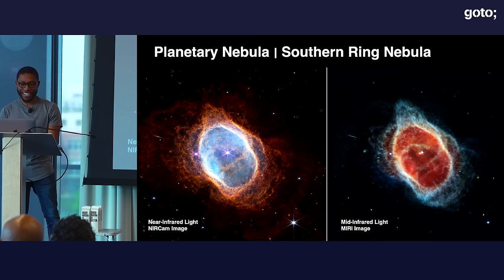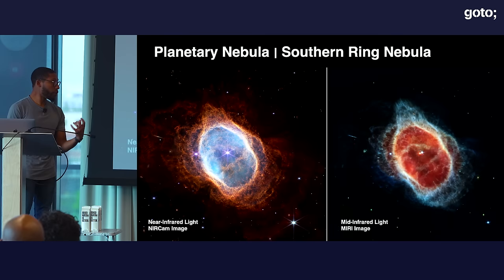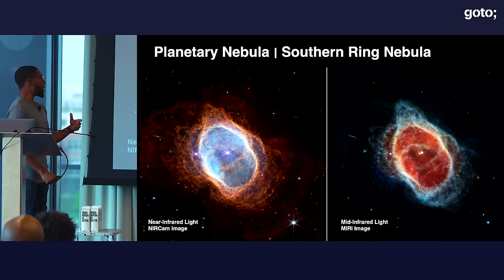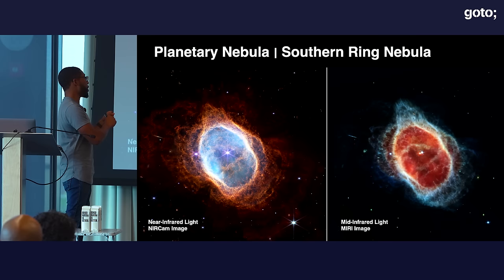So this is an example of the Southern Ring Nebula. Some stars, in my opinion, save the best for last. The dimmer star in the center has been sending out rings of gas and dust for thousands and thousands of years. And again, that dust cloud also blocks light, but since James Webb sees in infrared, it can see the dust cloud as well as the stars that hide behind it.